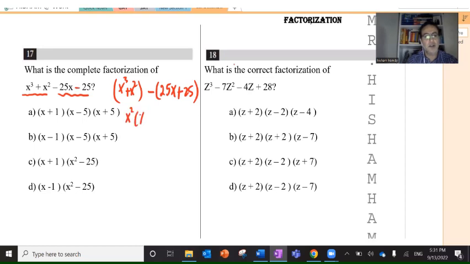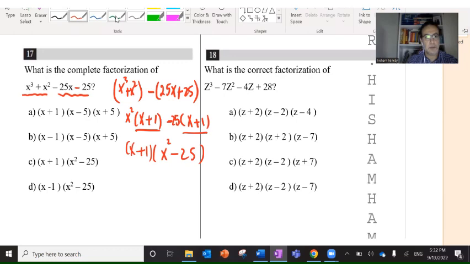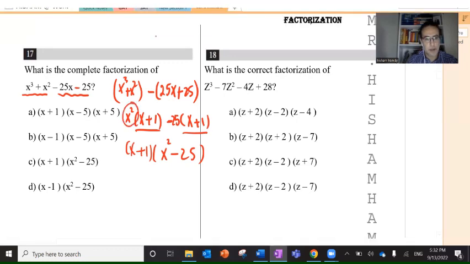Taking x squared, so it's x plus 1. Negative, taking 25 as highest common factor, so it's x plus 1. X plus 1 and x plus 1, so it's x plus 1 as highest common factor. And x squared minus 25, these 2 terms. Then it's x plus 1, and this one is a difference of 2 squares, x minus 5 and x plus 5. So the right answer is B.